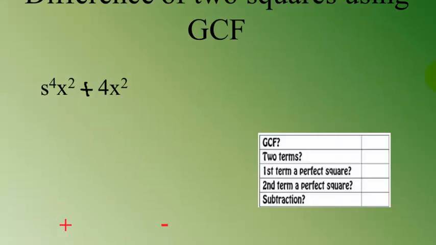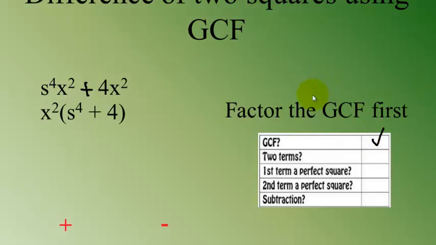Okay, next example. So we have x to the fourth times x squared plus 4x squared. Okay, let's check if we have a GCF. It seems like x squared is a common factor, so we can bring out x squared. Bring out x squared. We'll get x squared times the quantity x to the fourth plus 4. Now let's check the expression inside the parentheses if we can use DOS. Do we have two terms? Yes. Okay, the first term is a perfect square. The second term is also a perfect square, but we don't have a subtraction. Therefore, I cannot apply difference of two squares here. So this will be our final answer.